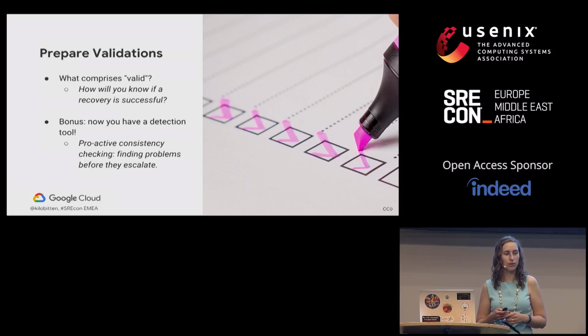So detection tools will let you do proactive consistency checking, right? Every time you have a config change or release, you can have this running to know whether or not bad things are happening to your data. You can catch the problem when it's relatively small, before it's been running for hours and propagating corruption throughout your system.